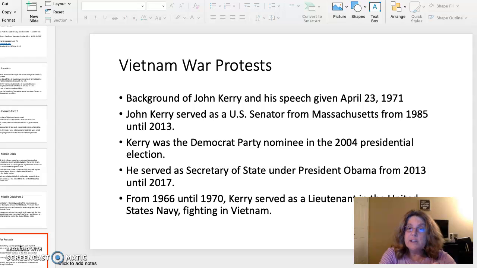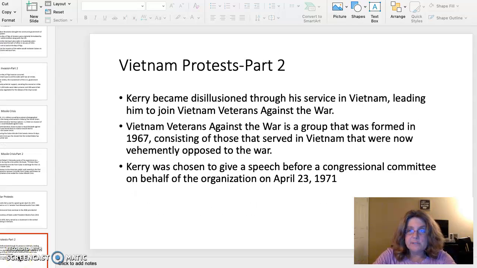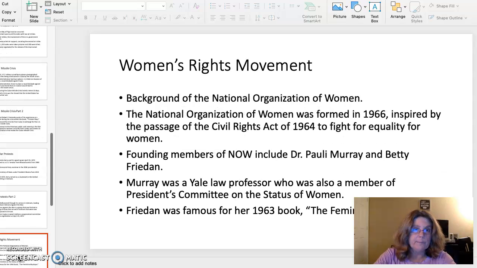He served as Secretary of State under President Obama from 2013 to 2017. From 1966 until 1970, he served as lieutenant in the United States Navy fighting in Vietnam. And of course, this was his famous speech that he gave coming home. He was a member of the Vietnam Veterans Against the War. That's who he's speaking on behalf of. This was a group that was formed in 1967, consisting of those that served in Vietnam that were now opposed to the war. He was chosen to give this speech before a congressional committee in April 1971. So that's the document you will be reading for that topic.